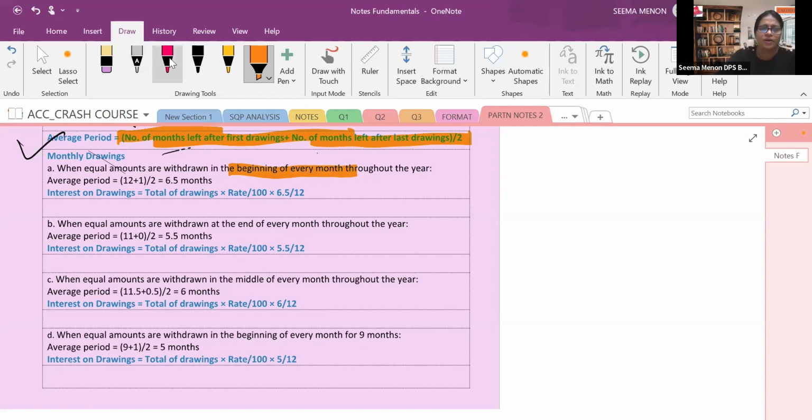Already I had to find it out: 6.5. Now if they withdraw at the end of every month, in the end of every month, what will be the average period? How will you find out the average period? I will explain here.